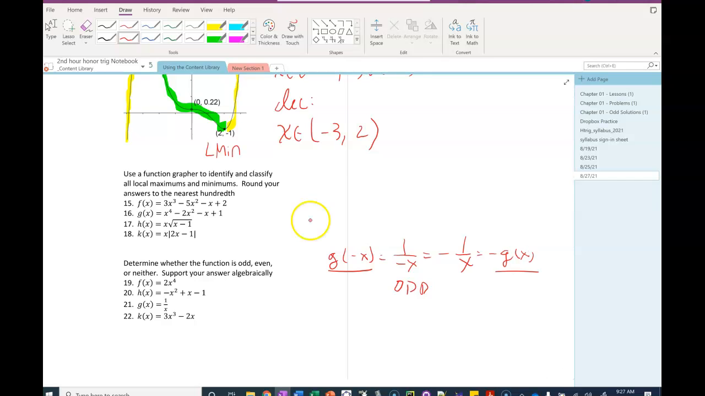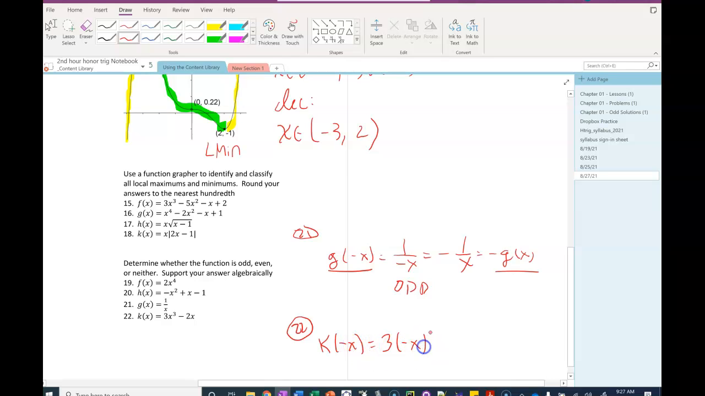So that's 21, now 22. Again, this one we can look at and tell, right? We have an odd degree monomial and another odd degree monomial, so this should be odd as well. But let's prove it. That's not a proof, right? That's just us knowing what we're supposed to be getting.